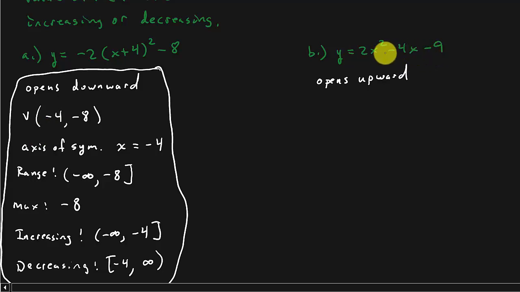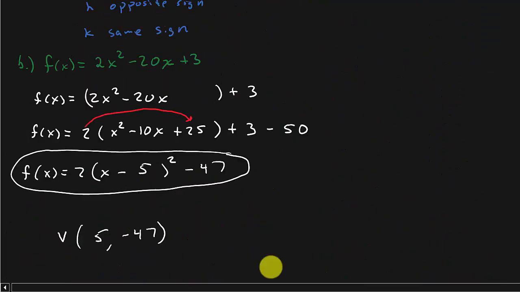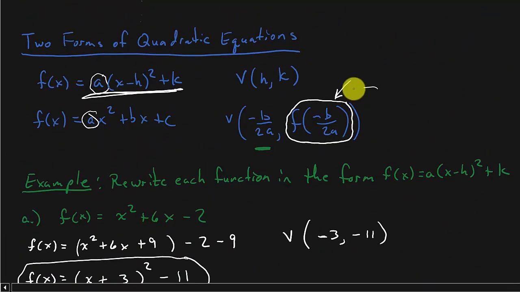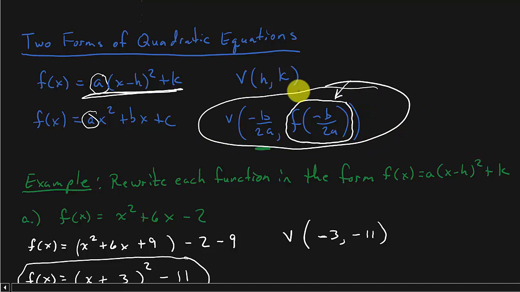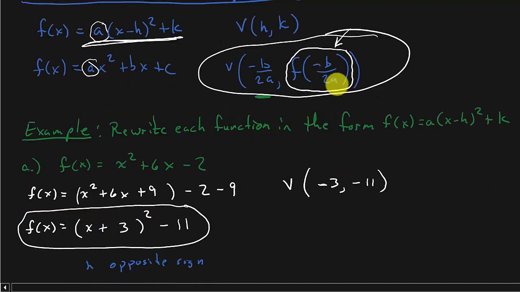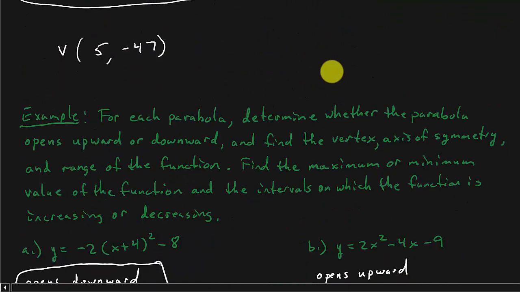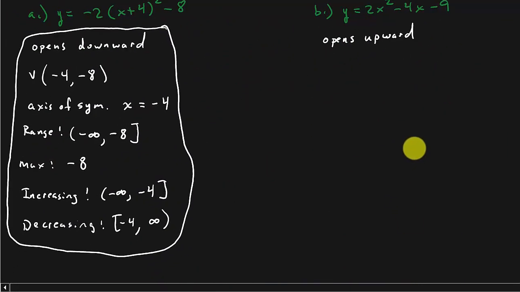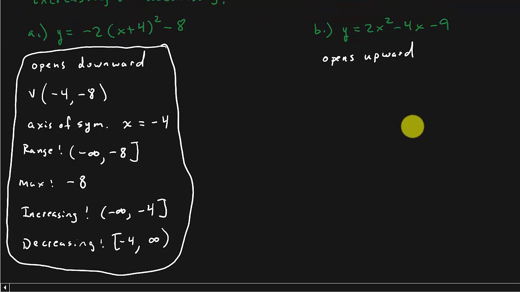So this one's in the other form. So to find the vertex, we've got to use this right here. We've got to find minus b over 2a. And then once we find that, we plug that value back into the function, and that gives us our y value for the vertex. All right, so let's go ahead and find that.